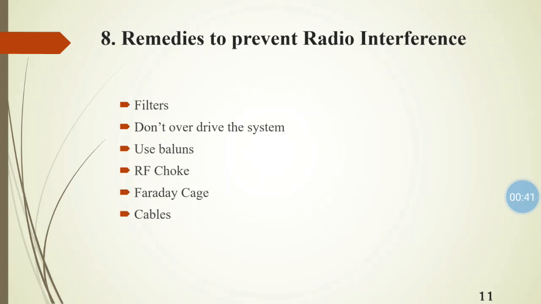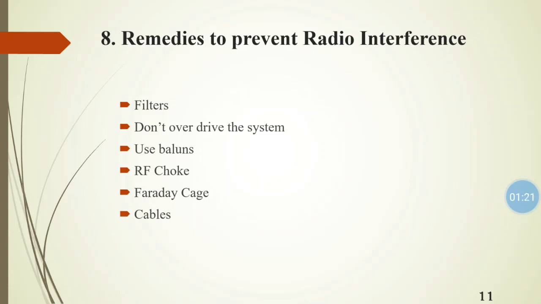Filters. Filtering usually starts with an AC line filter that prevents bad signals from entering the power supply or powered circuit. Filtering is commonly used to reject noise outside of a predefined frequency range. Second one, don't overdrive the system. Third one, use a balun. Fourth one, RF choke. An RF choke is mainly used to block RF from the power supply line to the high frequency RF circuit.